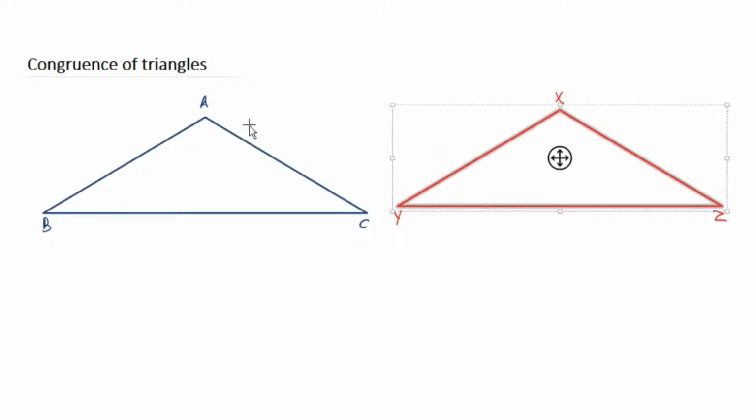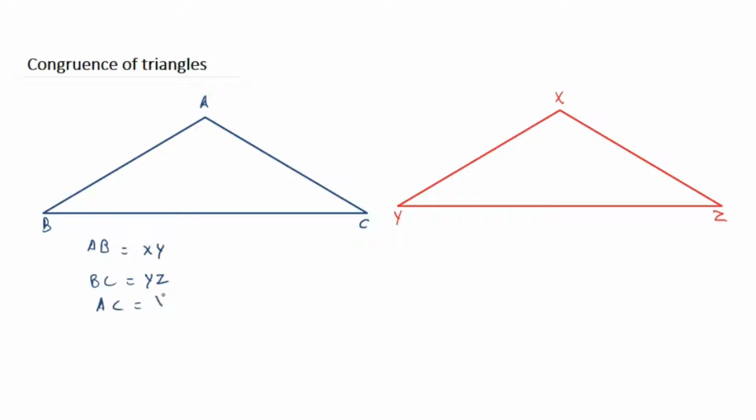Whenever we say that 2 triangles are congruent, it means that all their corresponding sides should be equal. For example, if we talk about these 2 triangles, then it simply means that AB is equal to XY, because they are the corresponding sides in these triangles. BC is equal to YZ, being the corresponding sides in both the triangles, and AC is the same as XZ.